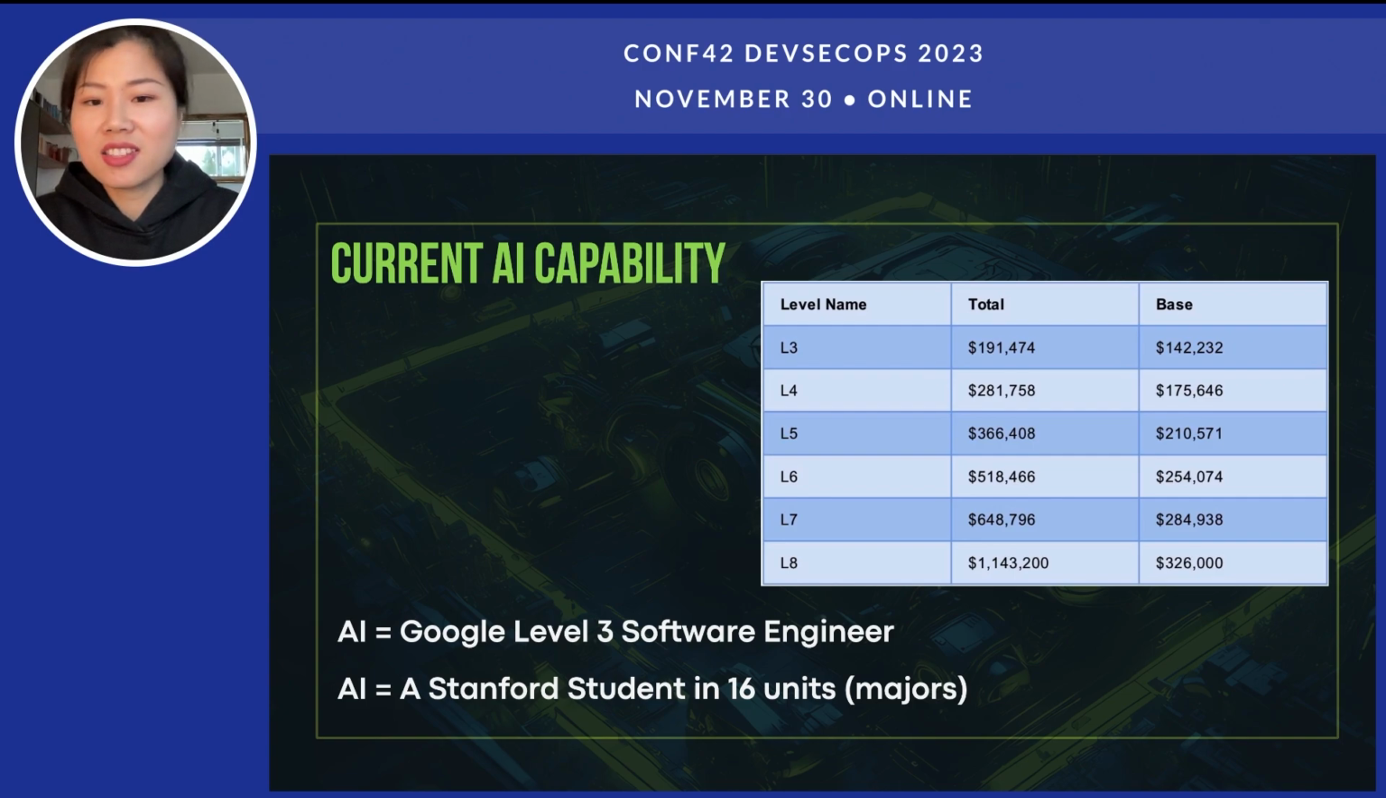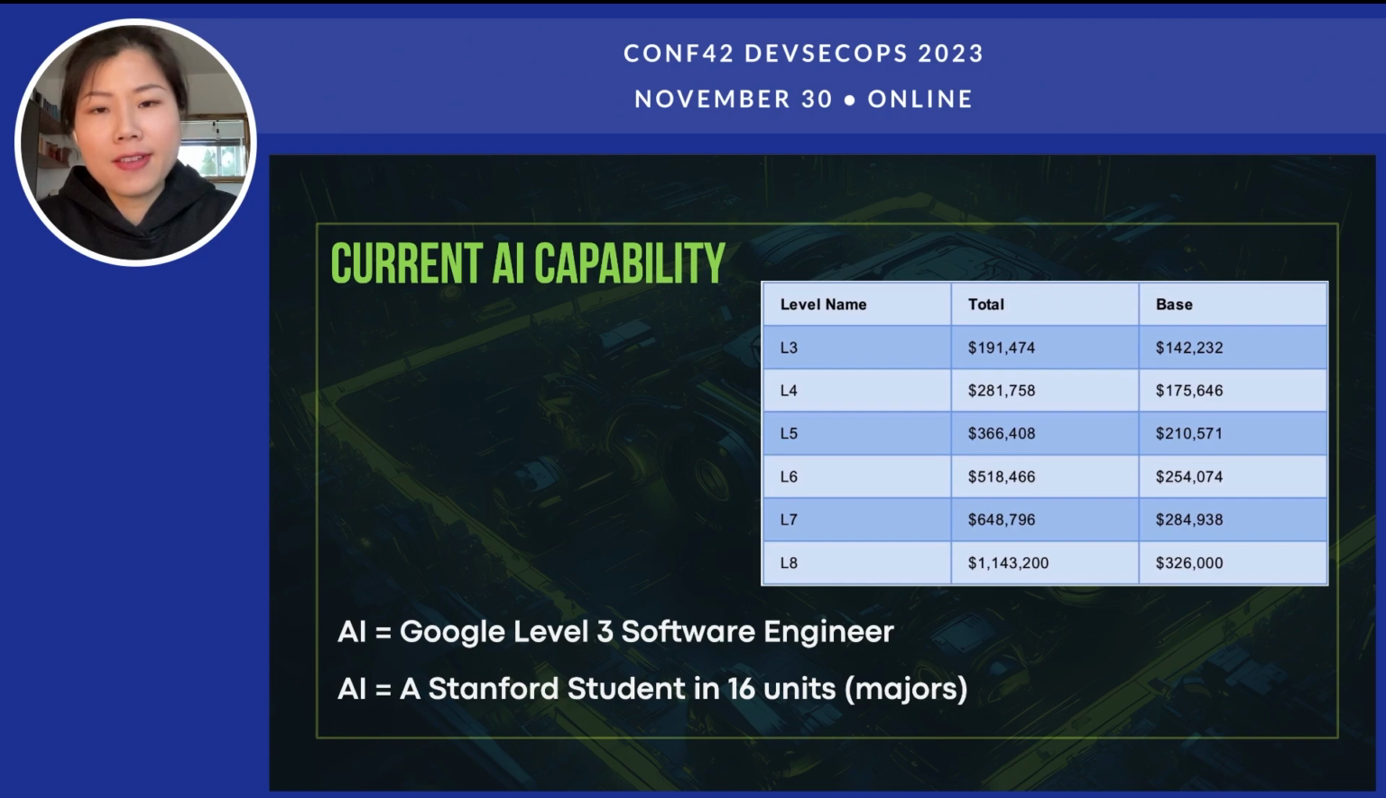As ex-OpenAI CEO Sam said, he defined AGI as a kind of median human that can work effectively as a co-worker. Returning to this topic, in the very near future, AI capability will increase two or three times over the current data I shared. So what's the current data? AI is equal to a Google Level 3 software engineer.